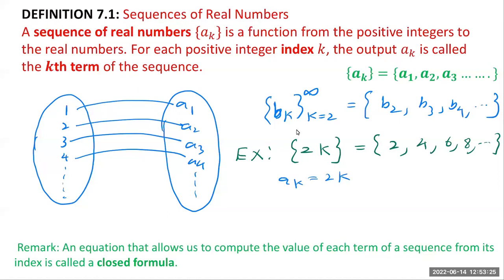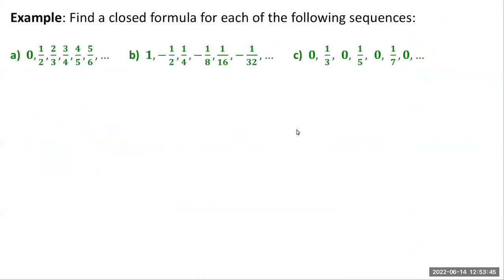As you can see, I can use this formula, a_k equal to 2k, to compute the terms of the sequence. If a formula allows you to compute the terms of the sequence, such a formula is called a closed formula for your sequence. Not all sequences have a closed formula though. All right, let's move on. The next example I want to look at is this particular example.